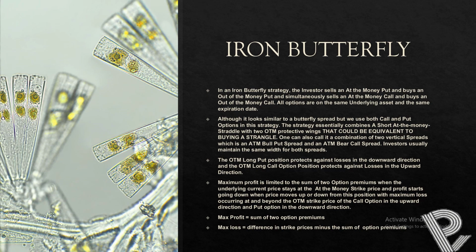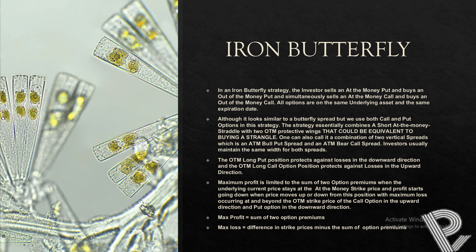The strategy essentially combines a short out-of-the-money straddle with two OTM protective wings that could be equivalent to buying a strangle. One can also call it a combination of two vertical spreads, which is an ATM bull put spread and an ATM bear call spread. Investors usually maintain the same width for both the spreads. The OTM long put option position protects against losses in the downward direction, and the OTM long call option position protects against losses in the upward direction.